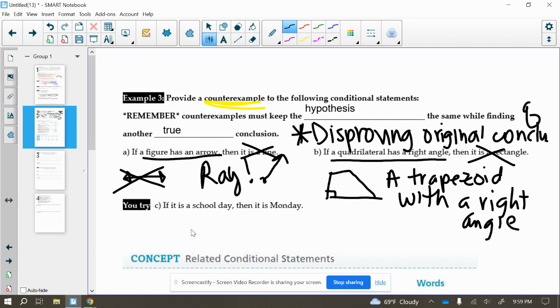Now, what about this next example? You want to try something that is true for part one, right? That it is a school day, but not necessarily a Monday. What would be your counterexample?